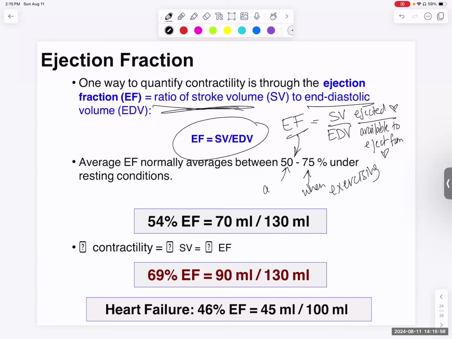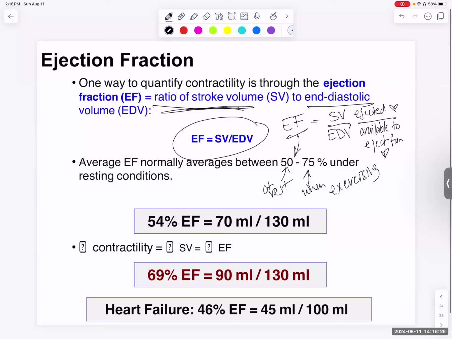At rest, you may only need 50% of your end diastolic volume being ejected out because you only need 5 liters per minute, but when you're exercising, you need 25 liters per minute. You need a higher ejection fraction, and you need your heart to do it more times in a given minute, and so that's why heart rate increases when exercising, but also ejection fraction and stroke volume.